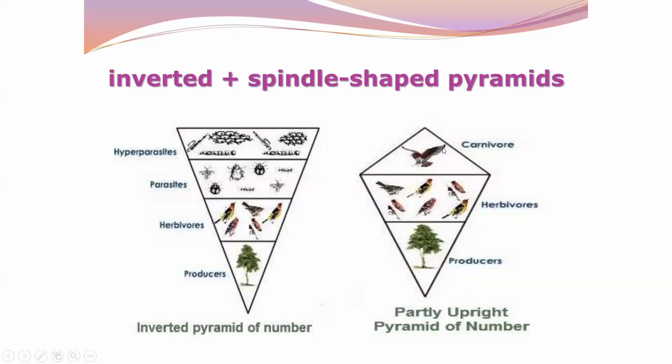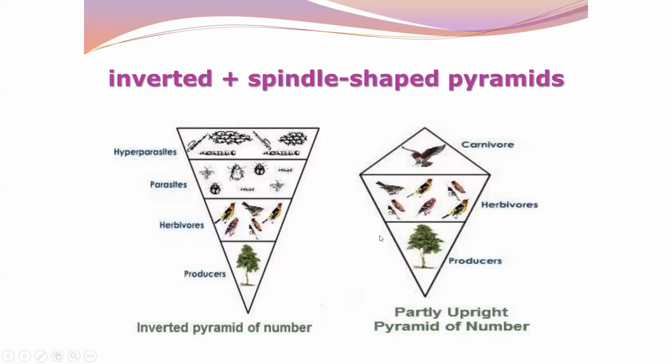Another one is the forest ecosystem, where it is spindle shaped, or partly upright. Here, on say one plant, the producers are less in number compared to the herbivores. When compared to herbivores, the carnivores are less in number. So two cases are there, the parasitic ecosystem and the forest. On the tree, the number of birds is more, and the number of carnivores is less compared to herbivores.